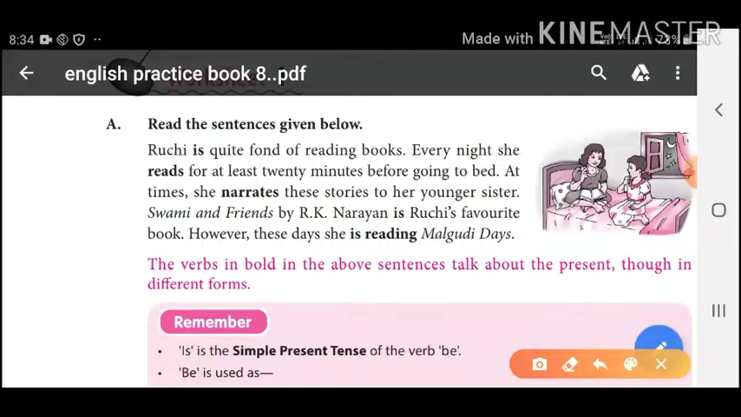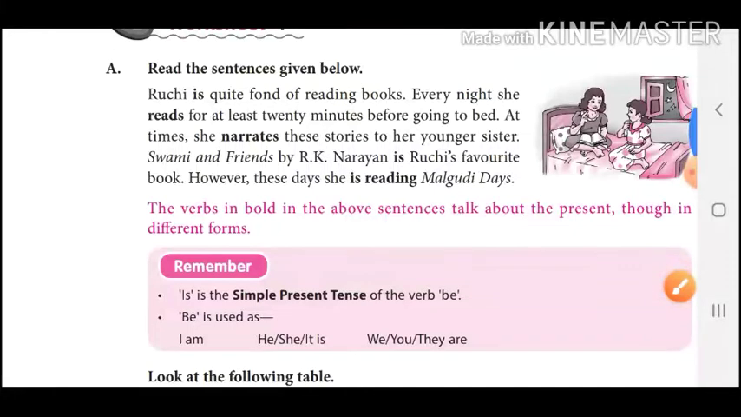So here you can see the verbs that are written in bold letters. Here is, reads is there, narrates is there, is is there again, and then is reading is there. So the verbs in bold in the above sentences talk about the present, though in different forms. All the verbs are talking about the present but in different ways.